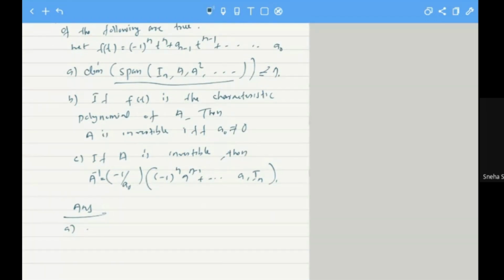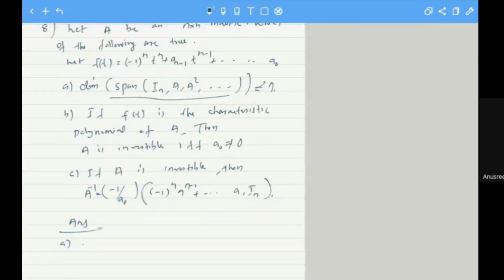What is the answer for this? Anybody knows? Answer C. Sir, A, B, C. Sorry? B is true, right? A is true. Okay, let's look at them one by one. Also true. Okay, we can see one by one.